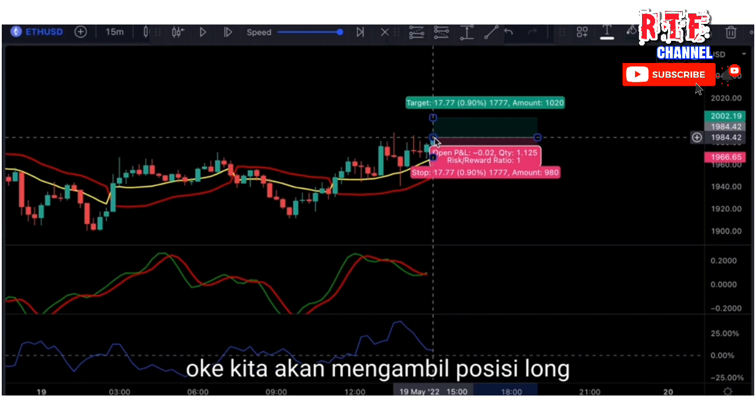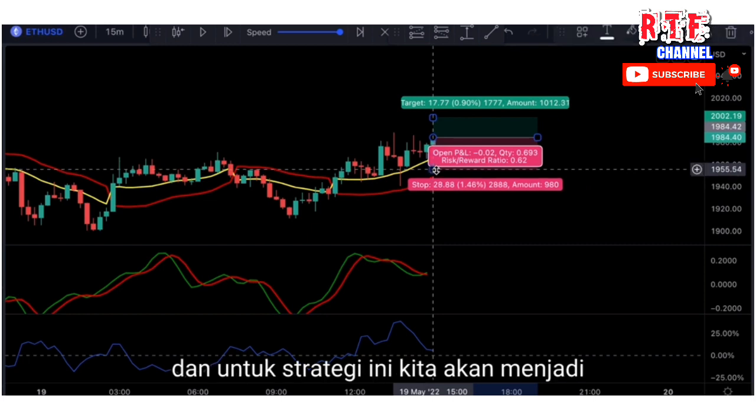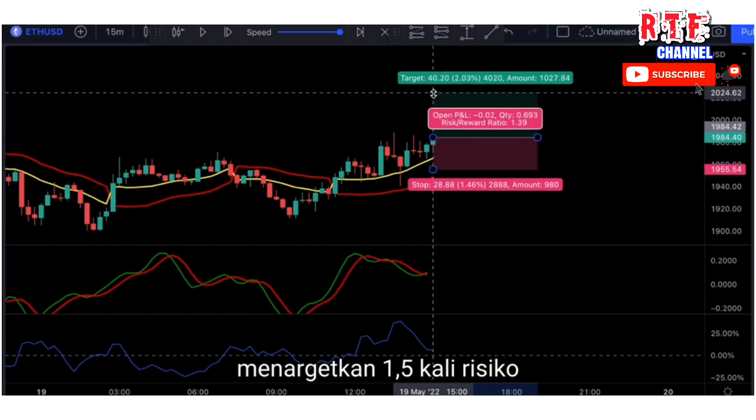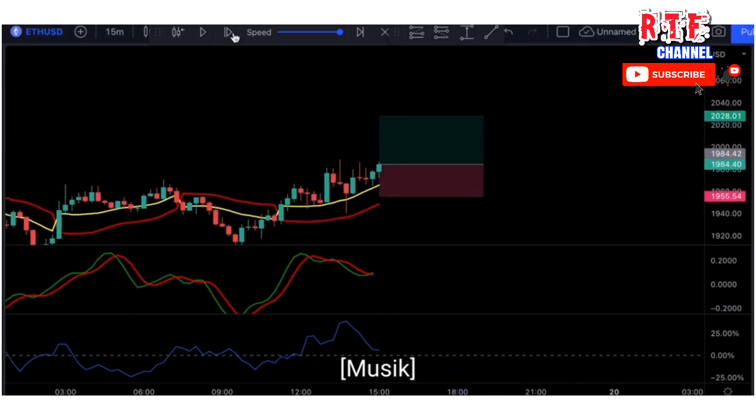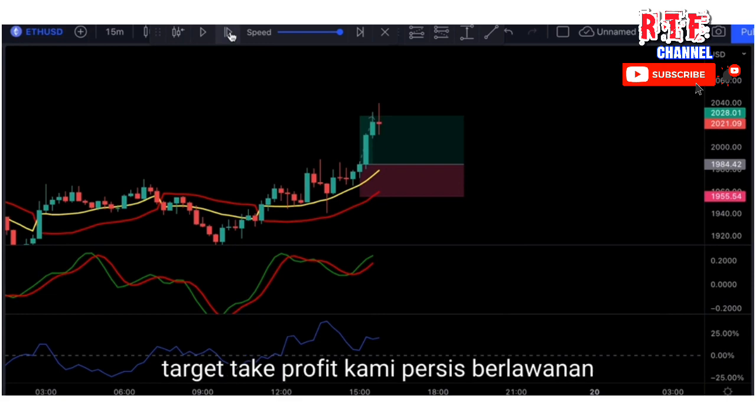Okay, we're going to take a long position and we will set our stop loss at the recent swing low. And for this strategy, we will be targeting 1.5 times the risk. Okay, we see the price easily triggers our take profit target.